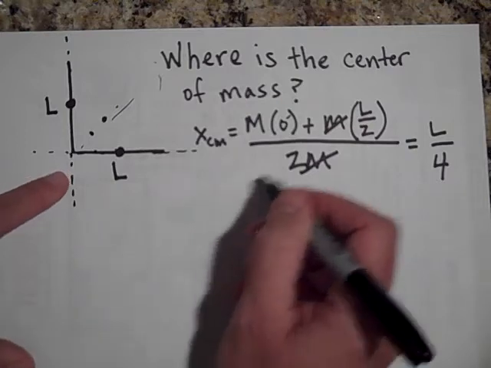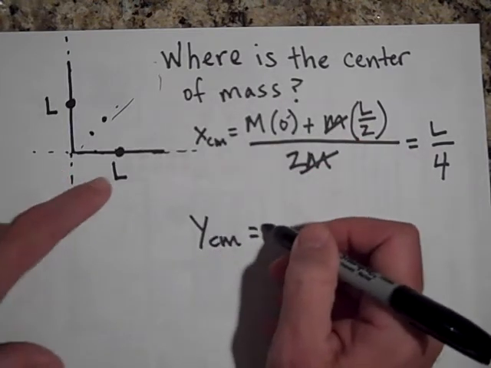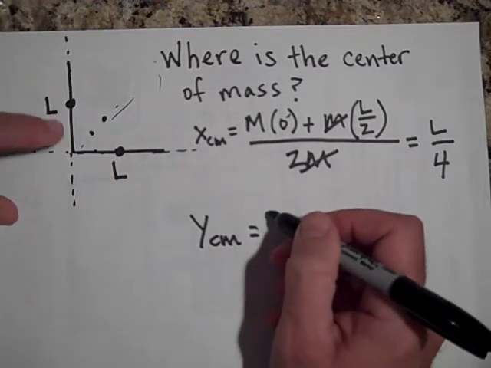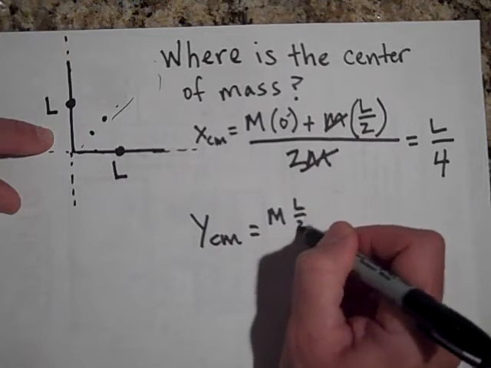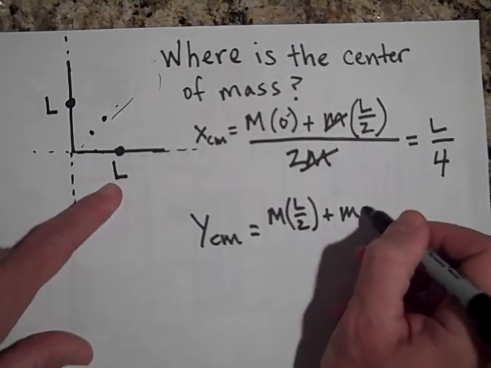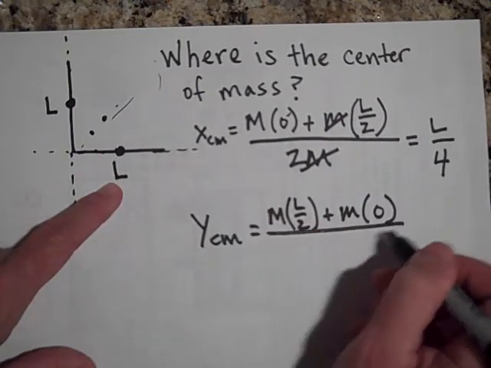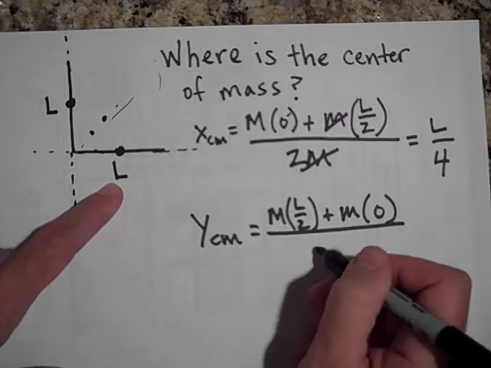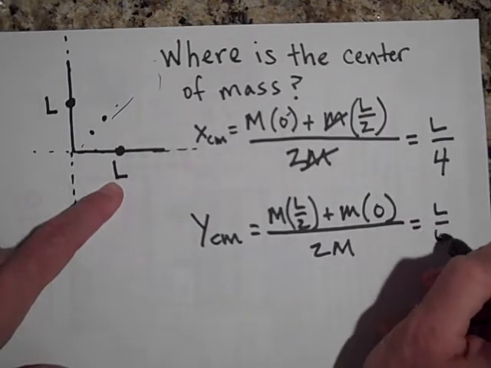And the y1, if I did the same thing again, I'll start with this one again. So it's going to be m times L over 2 plus that m times 0. It's not in the y direction at all. It doesn't have any y value. And that's divided by 2m. So that's L over 4 also.